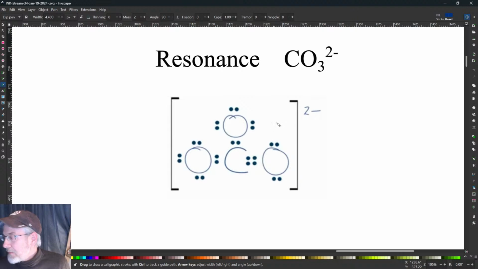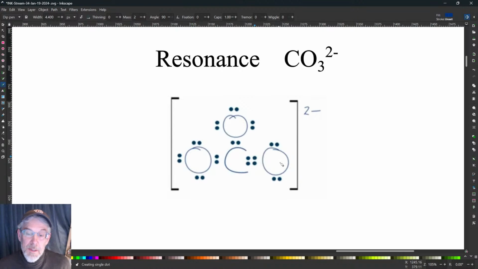So you're saying that we could switch this double bond around. And yeah, that's the idea, is that we could put it here, we could put it here. So there'd be 3 resonance structures. But what about this 2-?